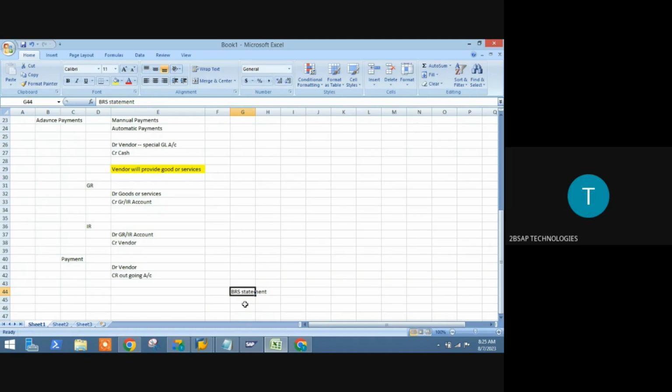If it is available, that means what, sir? Correct, sir? If we paid, it means the amount has been reduced in your account. So here, what is going to do your knockoff? Debited to what account, sir? Outgoing GL account. Outgoing GL. Clear, sir?